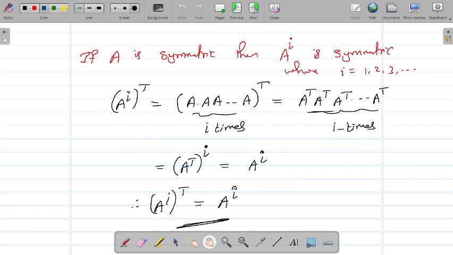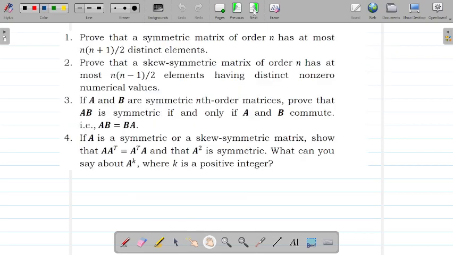Yeah. So here we are at the first problem, right? Prove that a symmetric matrix of order n has at most n into n plus 1 by 2 distinct elements. Okay. So we counted this way: diagonal, above diagonal, plus 1 diagonal, plus 2 diagonal. So we counted those entries and we concluded it is n into n plus 1 by 2. But okay, let's write the proof now. But I'd like to do it in another way.